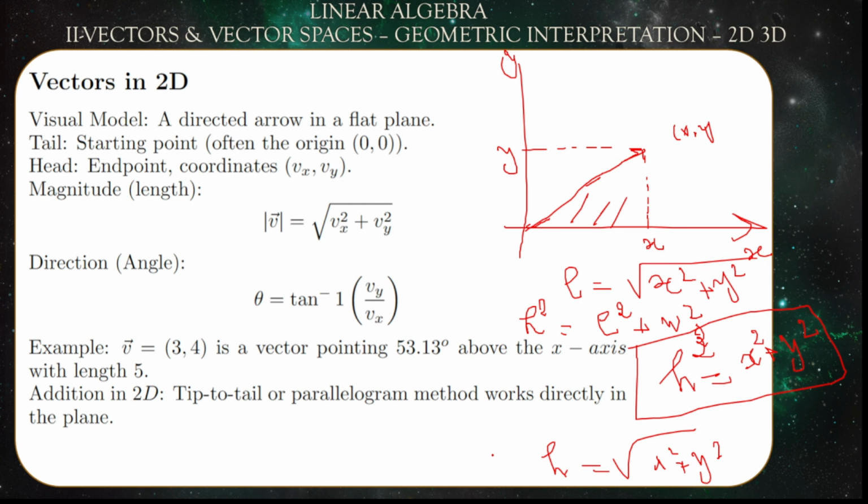In other words, this is how we've gotten v. The length of the vector is equal to the square root of vx squared, which is the first coordinate of the vector, plus vy squared.